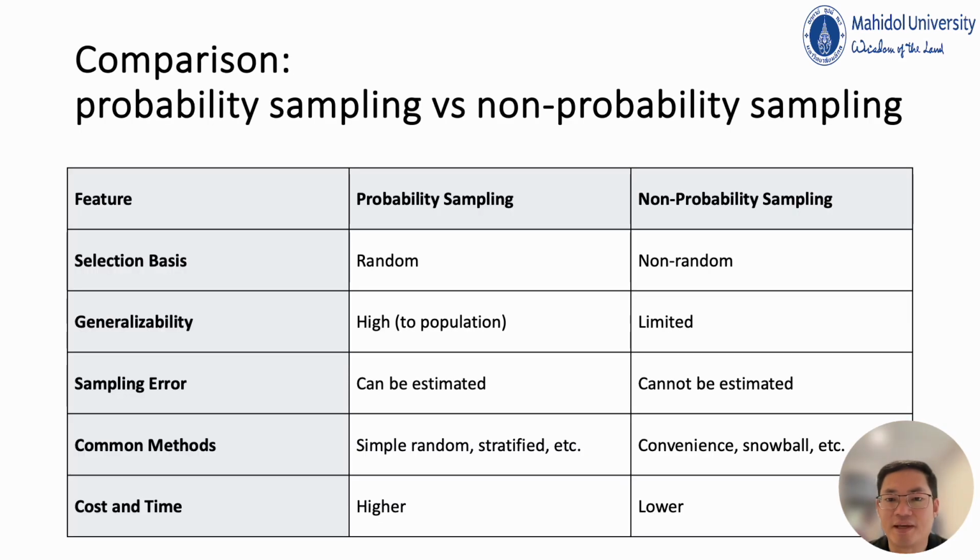Here's a quick side-by-side comparison. Probability sampling gives every individual a known chance of selection and allows us to generalize our results to the population. Non-probability sampling is more practical and easier to implement, but it may limit generalizability. Both types have their own strengths and limitations, and choosing between them depends on your own research design, resources, and goals.